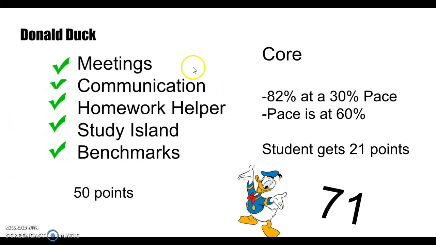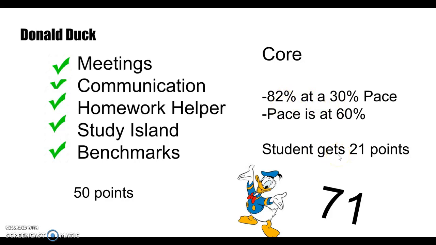Here I have some sample students. I have Donald Duck. Donald's a pretty good student. You can see he makes his meetings, he communicates, he already did his homework helper, he did his Study Island, he did his benchmarks. I'm giving him 50 points. That's half of his grade. In the core, he's got 82%. He's at 30% pace. He should be at 60. So he's about half. So half of 82 is 41.